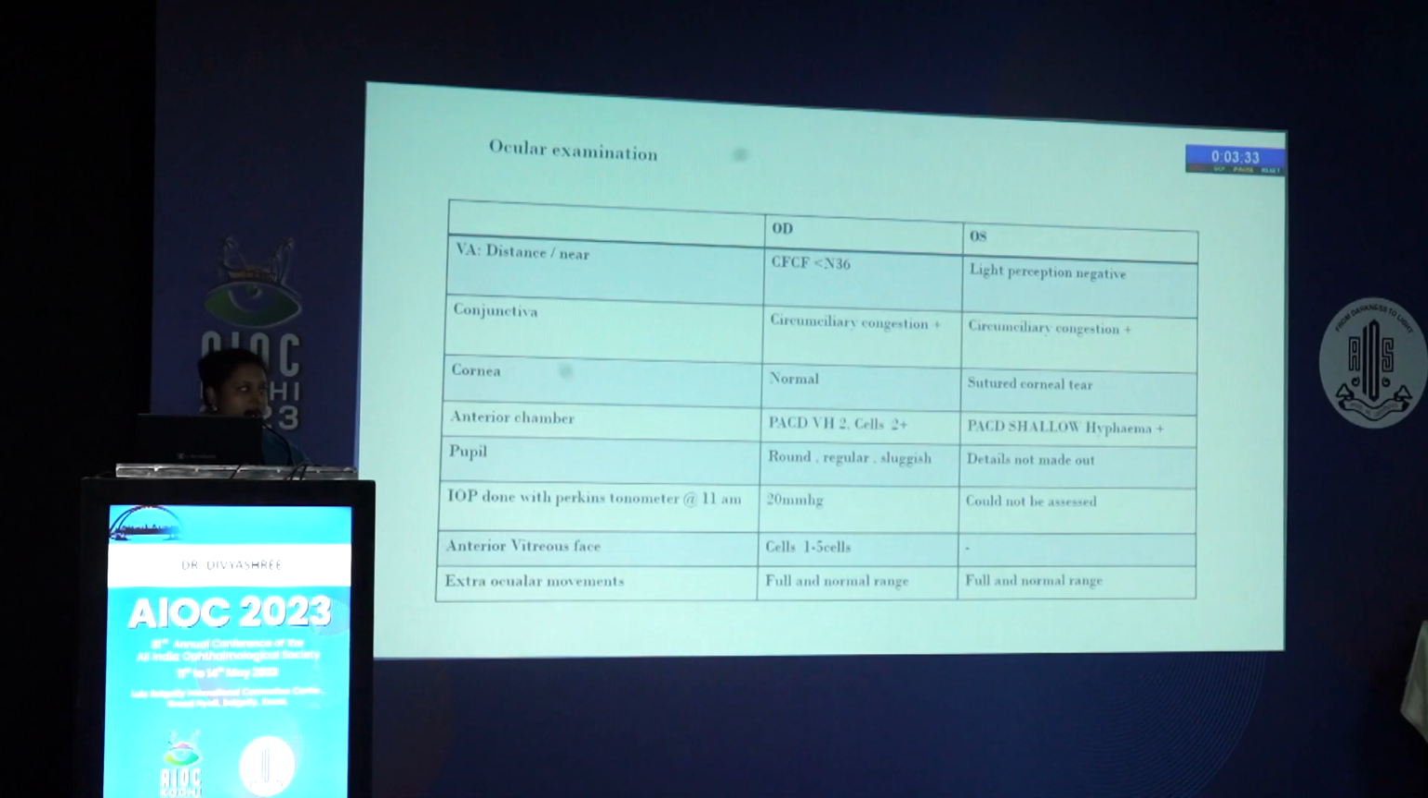His anterior segment examination of the right eye showed presence of circumciliary congestion. Cornea was normal, with normal anterior chamber depth with cells of 2+, and the pupil was sluggishly reactive. IOP was 20 millimeters of mercury, and the anterior vitreous phase showed 1 to 5 cells. On examination of the left eye, he had circumciliary congestion, a sutured corneal tear, and shallow AC with hyphema, due to which the rest of the details could not be assessed.